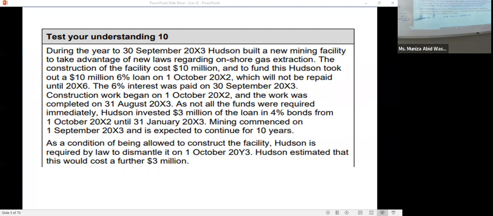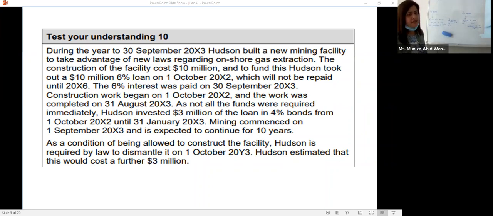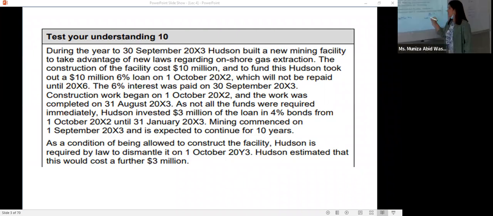So they say they took out a loan of $10 million, 6% on 1st October 2002. At the start of the year, they have taken a loan, which will not be repaid until 2006. The 6% interest was paid on 30th September 2003. So no worries, we have taken the loan at the start of the year and we are paying the interest on 30th September 2003. So under IAS 23, let's do this treatment separately and then we are going to add the interest cost in our cost. So IAS 23, interest paid, which is going to be capitalized.